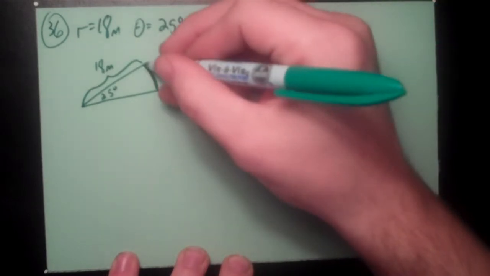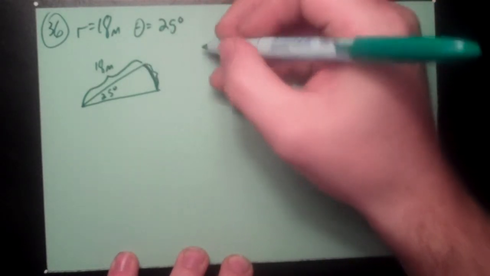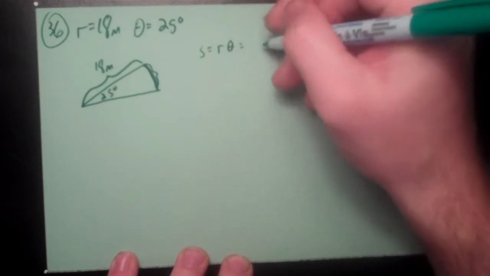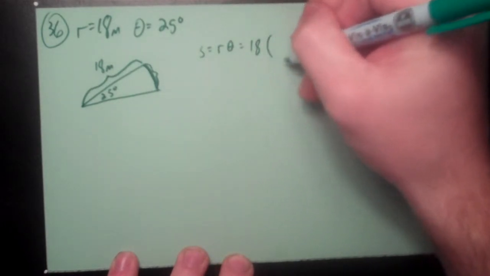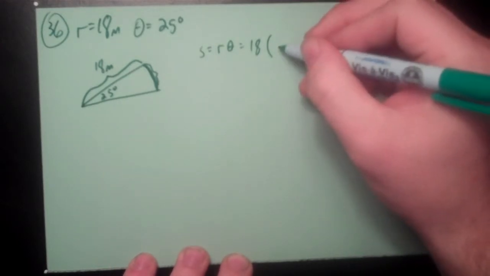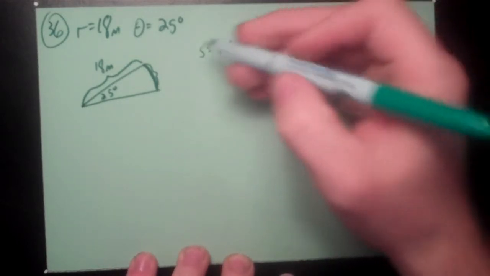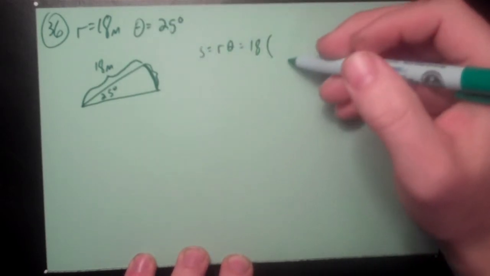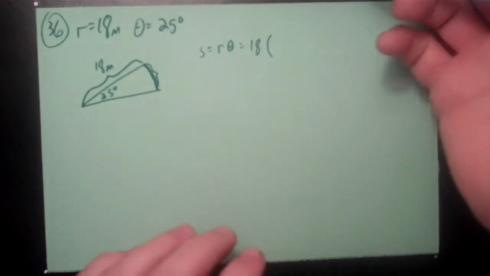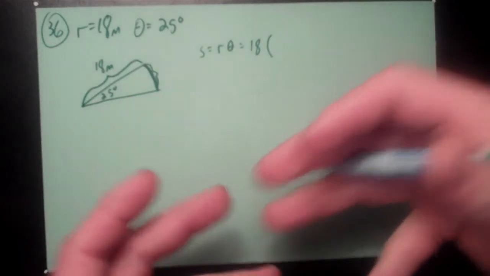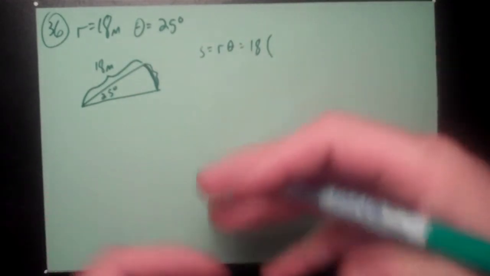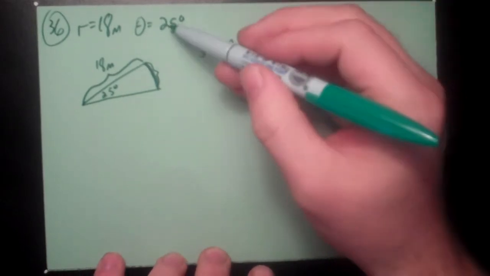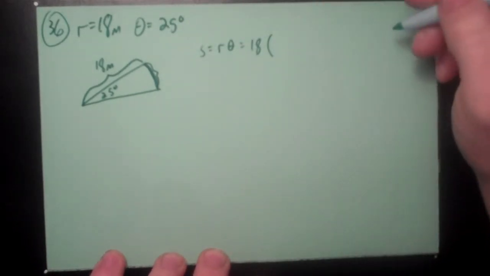Okay, so I want to find the arc length. Arc length is equal to r times theta, so it's equal to r, 18, times what? Times 25? Well, if we multiply by 25, we'd be multiplying by a number of degrees, and we don't want to multiply by degrees. That doesn't work. We could use degrees in the formula, but then we would need to include in our formula some way to convert the degrees to radians. So instead of all that, let's just convert the degrees to radians, and use that in our formula.